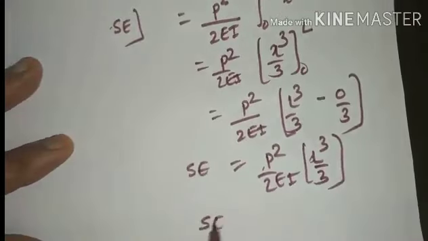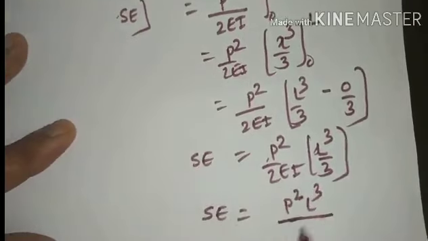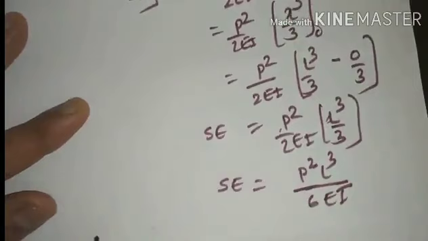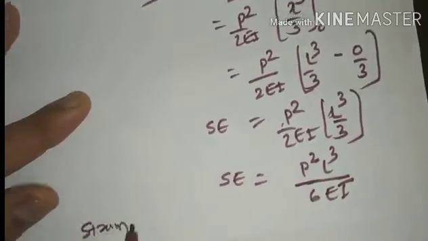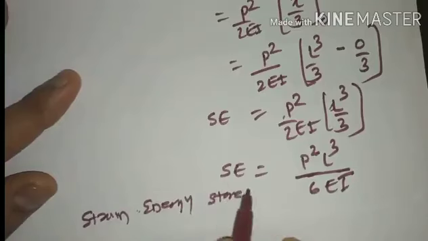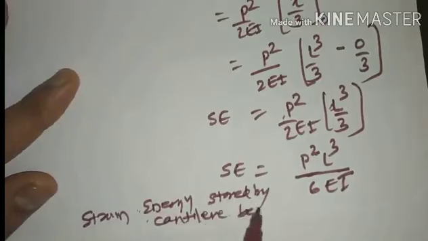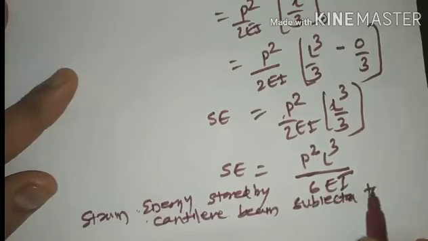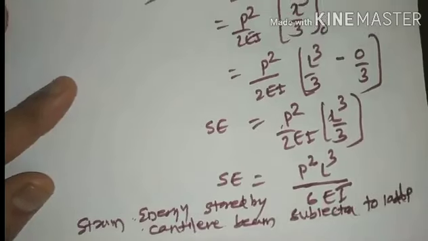The same strain energy will be P square L cube divided by 6EI. This is the strain energy stored by the cantilever beam. So I shall write it as strain energy stored by a cantilever beam subjected to point load P. So this is what the strain energy stored is.